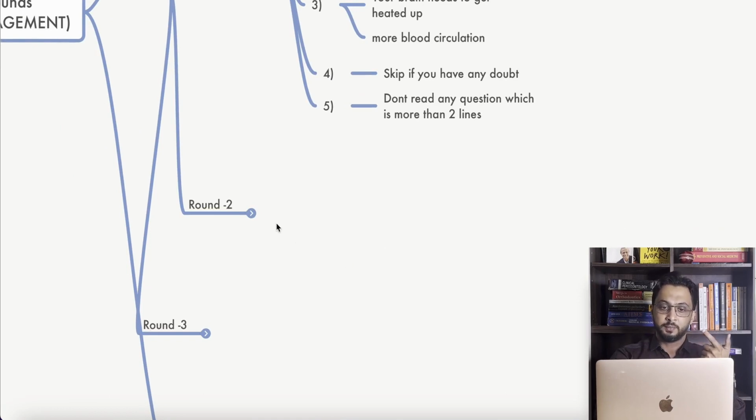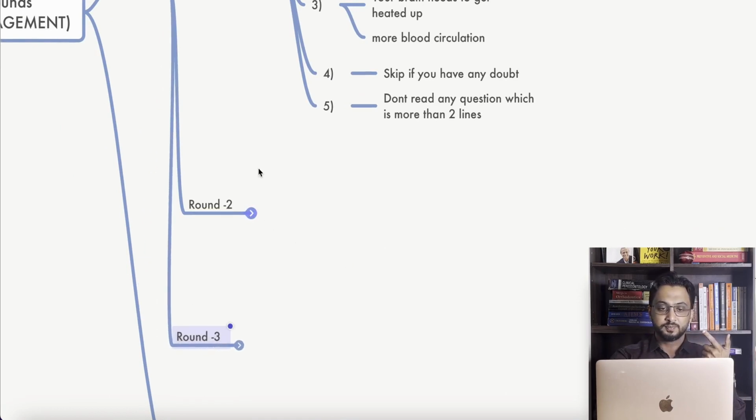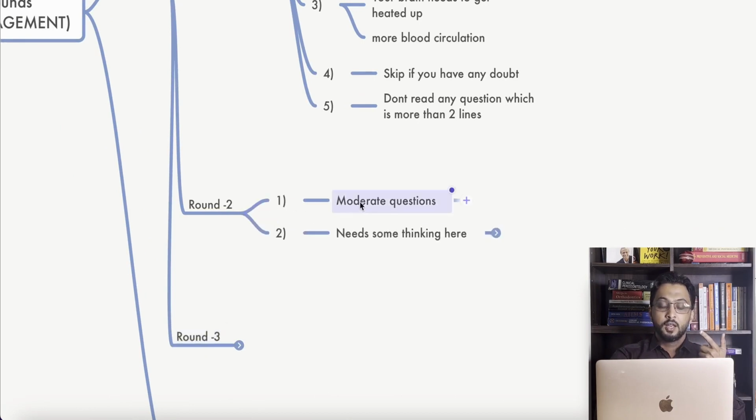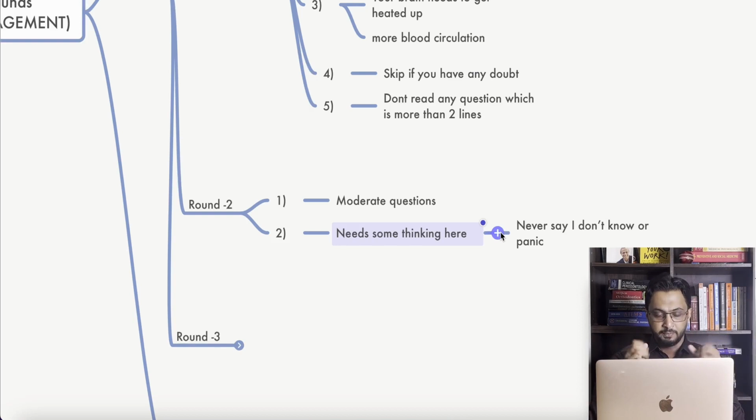Your brain has heated up now. So what next? The next thing is round 2, moderate questions. Please understand here, easy questions and moderate questions are 2 different things. Attempting moderate or difficult questions requires a little bit of thinking and a few seconds of waiting period. You can call it latency. So don't jump to a conclusion. I don't know, oh my God, I don't know. This is what happens with many students. They see a question slightly difficult.